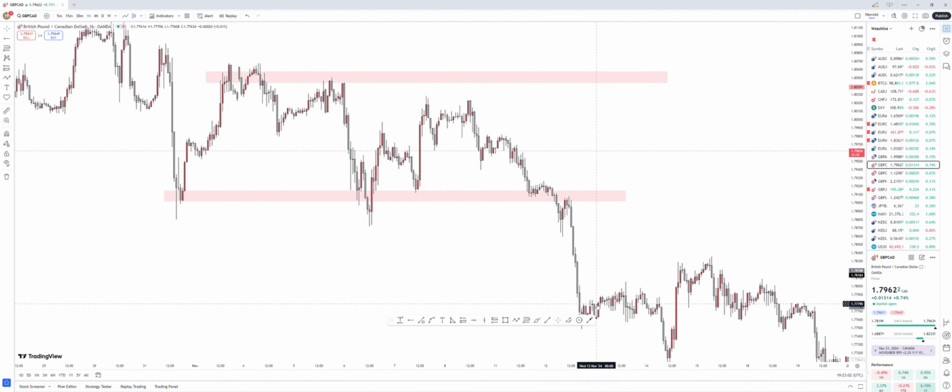So I have 4 main candlestick confirmations I look out for when taking a particular trade. I have the bullish engulfing, I have the bearish engulfing, I have the morning star, and then I have the evening star. These are the 4 main candlestick confirmations I look out for when taking a particular trade.